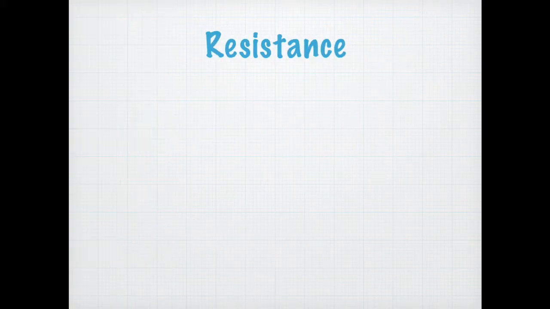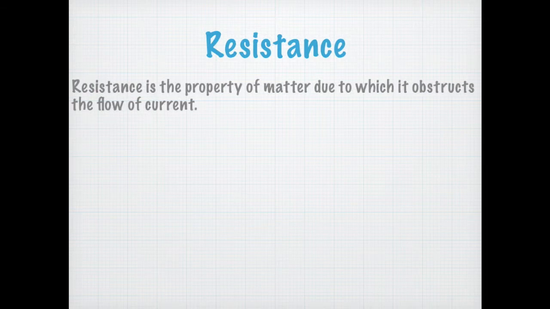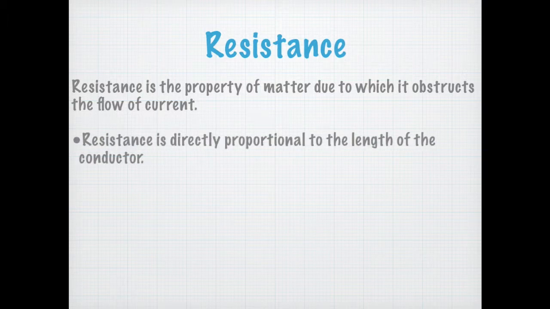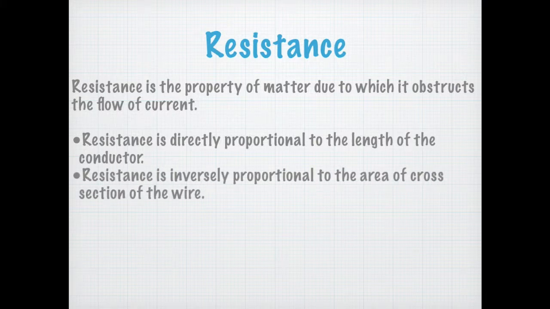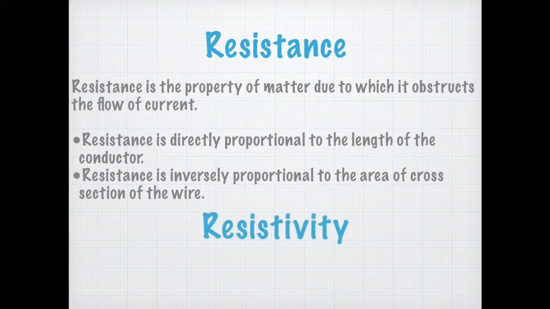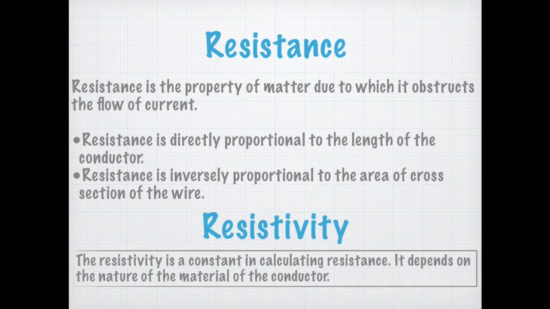What is resistance? Resistance is the property of matter due to which it obstructs the flow of current, due to which it resists the flow of current. We are going to make an equation now. The first thing we're going to see is that resistance is directly proportional to the length of the conductor. Remember that. And resistance is inversely proportional to the area of cross-section of the conductor. The area of cross-section is calculated by pi r squared. It's basically the area of a circle.